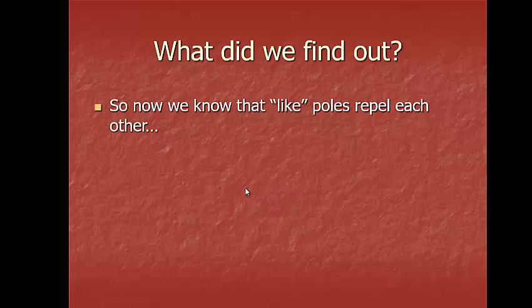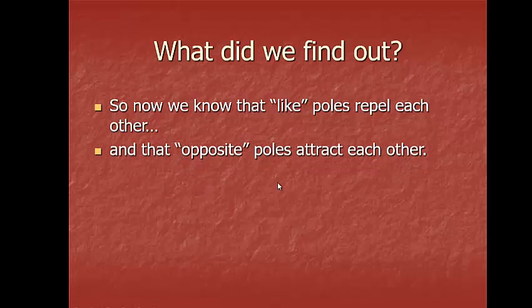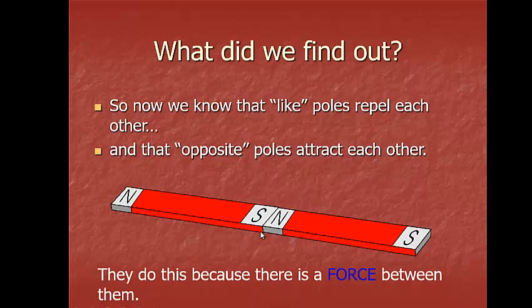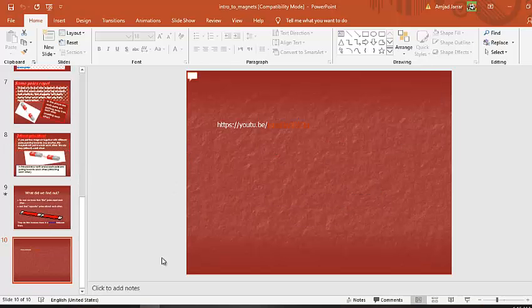What did we find out? So now we know that like poles repel each other. So north with north, south with south, they repel each other. They refuse each other. And opposite poles attract each other. So north with south, they attract. They do this because there is a force between them. I will show you a video of how it works. Let's see this link. Here I put a link for you to see it. Let's see it.